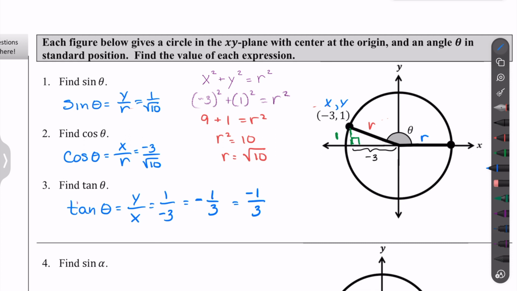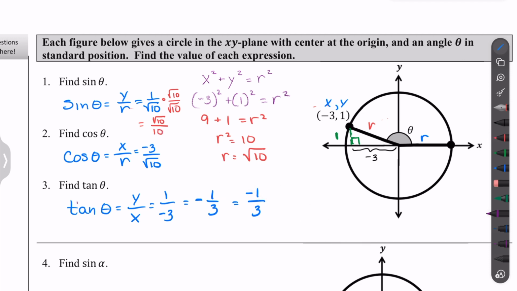All those are acceptable. The -3 over root 10 here, and this 1 over root 10, those are acceptable but not exactly perfect. We don't like the radicals in our denominators, so we'll do our little quick fix here. We just multiply by the version of 1, root 10 over root 10, which gives us 1 times root 10, or just root 10, over root 10 times root 10, which is the square root of 100, which is just 10. So now it's root 10 over 10.